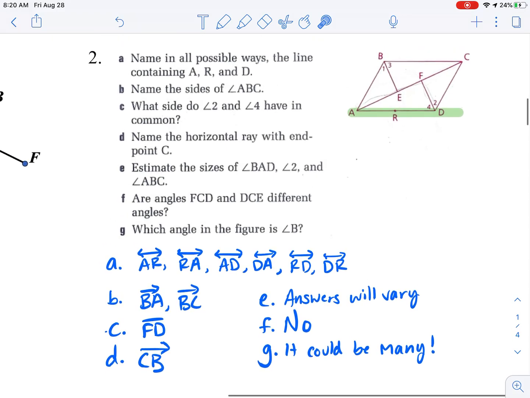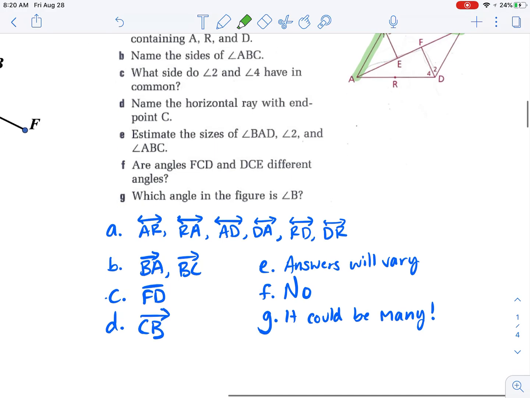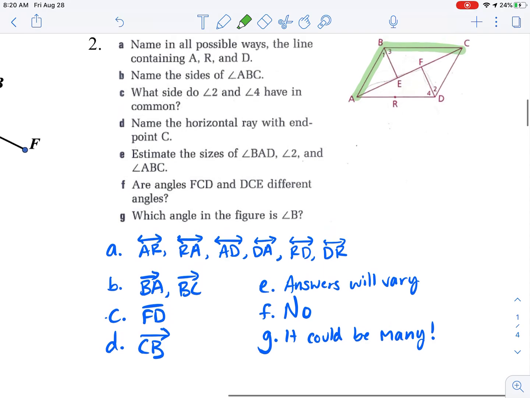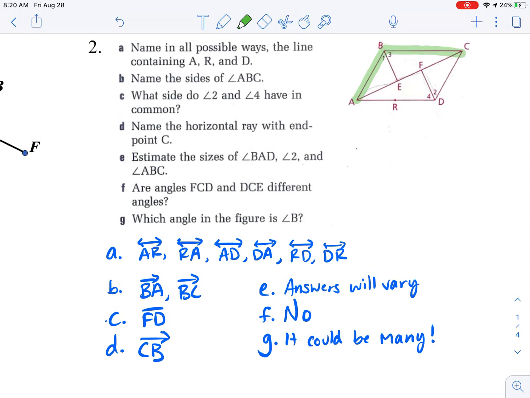Part B, name the sides of angle ABC. So angle ABC, we want to start at A, go through B, and out through C. So it's this angle here. Angles are made of rays. They both have their endpoint at B. They go through A and they go through C. So that would be ray BA and ray BC.